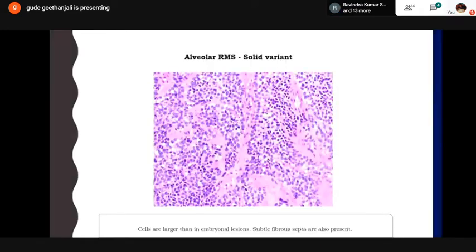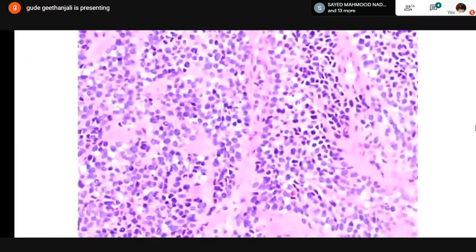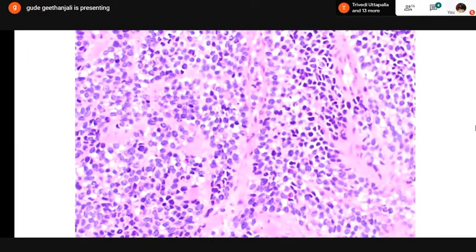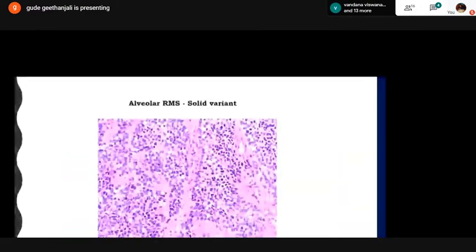In the solid variant, we have a solid variant of alveolar rhabdomyosarcoma, which is a differential diagnosis for embryonal rhabdomyosarcoma. But the clue to identify solid RMS is that the cell size is a little bit larger than embryonal RMS, and this may be a subjective finding. So instead of a diffuse sheet-like arrangement, in the solid variant of alveolar RMS, we can see the presence of fibrous septae. If fibrous septae are present, we can think of a solid variant of alveolar RMS.